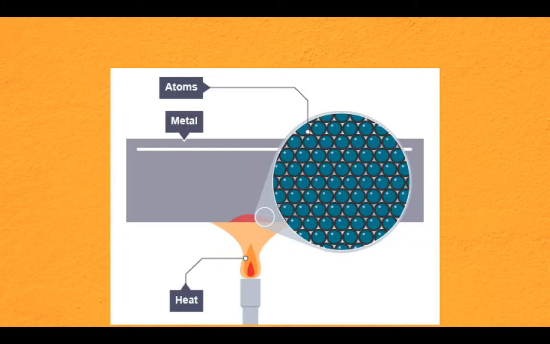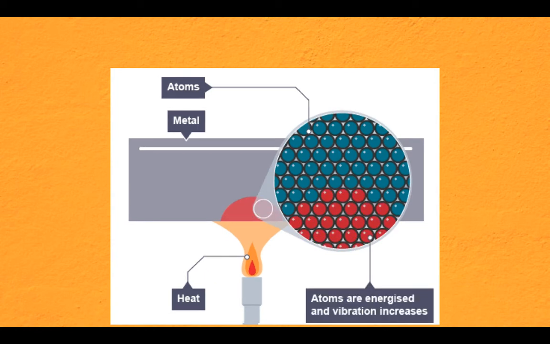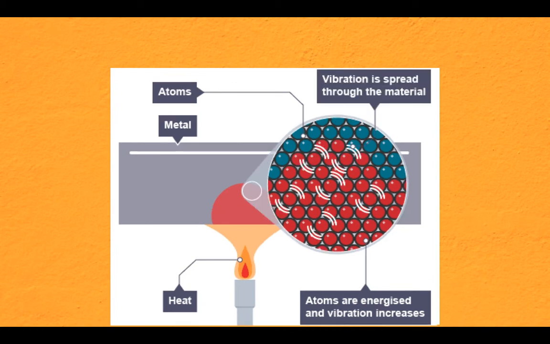In this illustration, a metal bar is heated up. As time passes by, the heat from the fire energizes the atoms, resulting in an increase in vibration of the particles in the metal. And finally, the vibration spreads throughout the metal, heating up the entire bar.